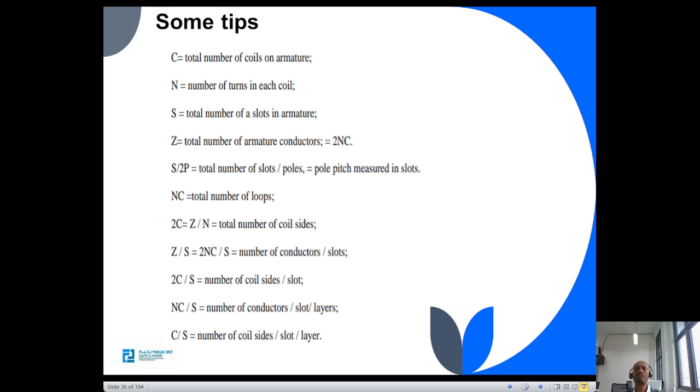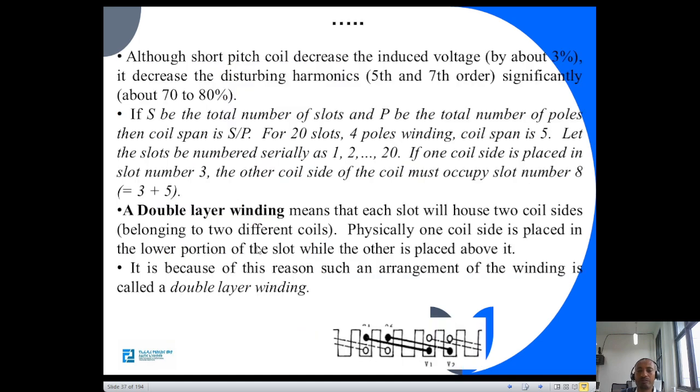And these are some tips which we have to keep in mind when we talk about armature winding. These symbols: C represents the number of coils on the armature, N the number of turns in each coil, and Z represents the armature conductors, and like that. You have to keep this in mind. This relation should be remembered when we talk about armature windings.